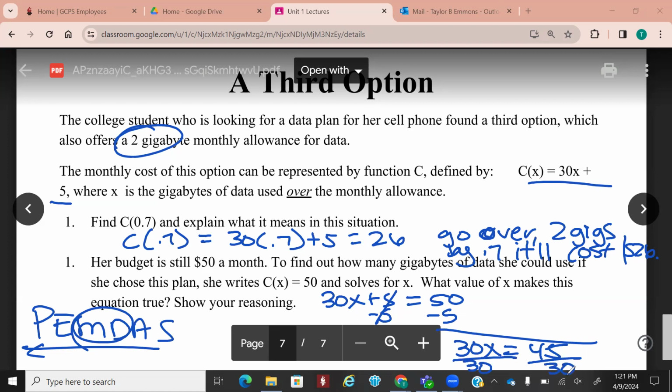So 45 divided by 30. I'm going to type that in, and that's going to give me x equals 1.5. So 1.5 gigs is going to give us a cost of $50. So she can only spend 1.5 gigs.